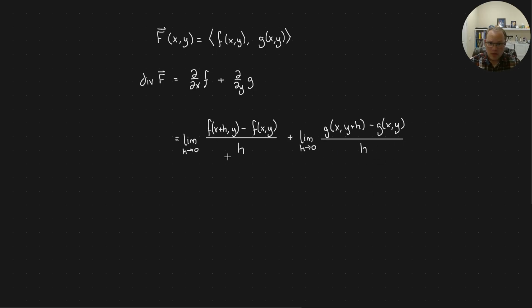Right? So here we're taking the partial derivative of f with respect to x because we're looking at how x changes. We let x change from x to x plus h, but we keep y fixed in both functions. It stays y through the numerator. And same thing for this: partial derivative with respect to y because the y is changing, but the x is fixed.